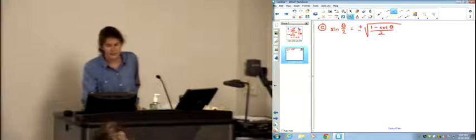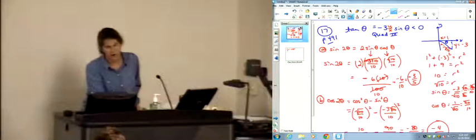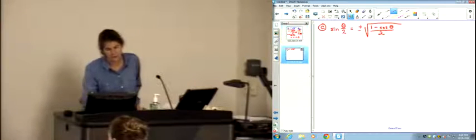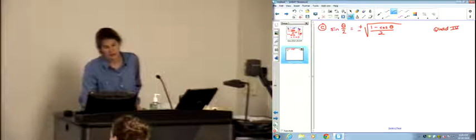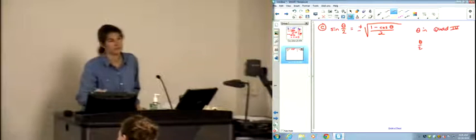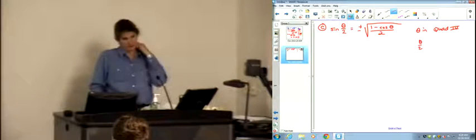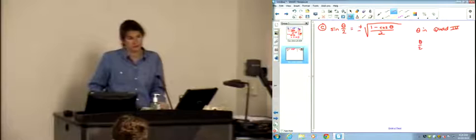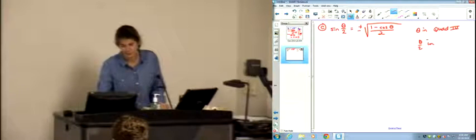So what did we know again? Let's look back. What did we know? We knew we were in quadrant 4, right? We knew that. We knew we were in quadrant 4. So where is the half angle going to be located? In the last half of quadrant 2. Okay, so in quadrant 2.